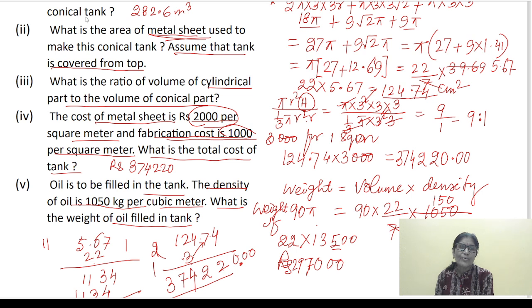Sorry, this is not money. I'm very sorry. This is the weight. This will be in kg. So how many quintals? 297 quintals, because 1 quintal is how much?